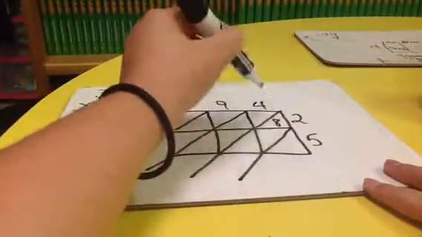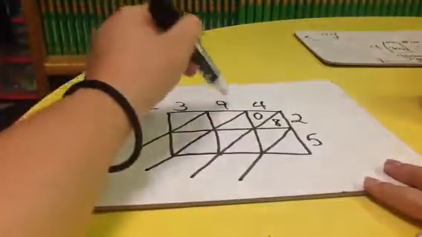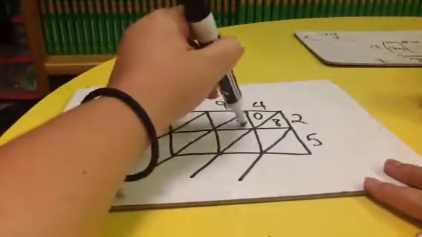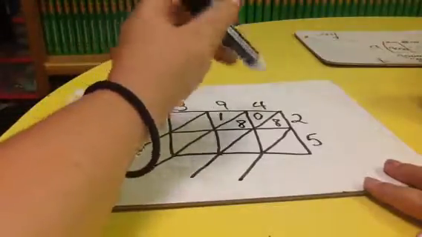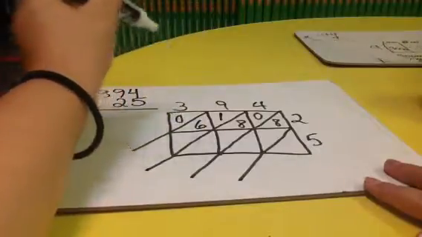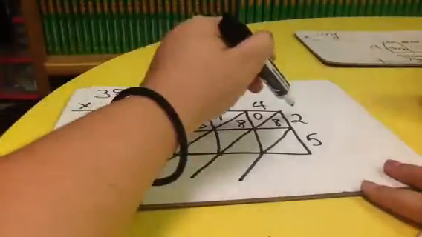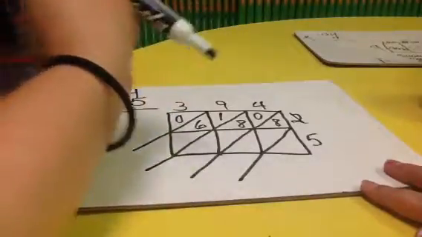I'll drop an 8. Nothing goes in there. 2 times 9 is 18. Here's my ones place and my tens place. 2 times 3 is 6. Nothing for there. I am done with this one. I can cross it out if I want so I don't confuse myself.